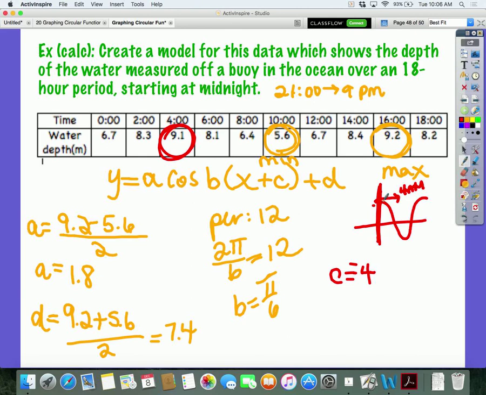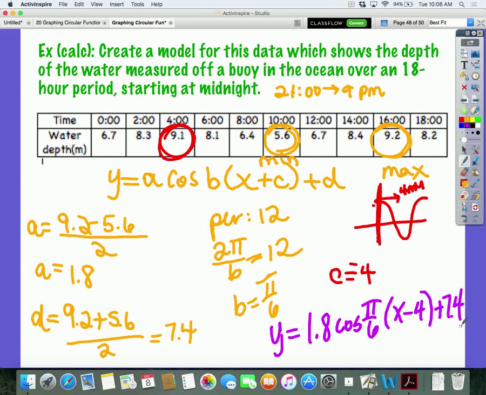So our equation, now that we have our A, B, and C, is y equals 1.8 cosine of pi over 6 times (x minus 4) plus d, 7.4. And that is our model for this particular data. Questions?